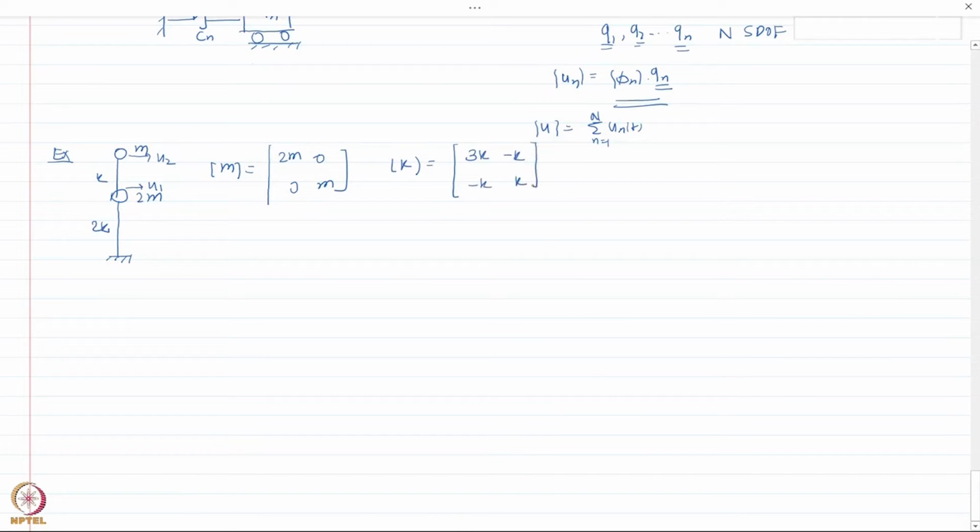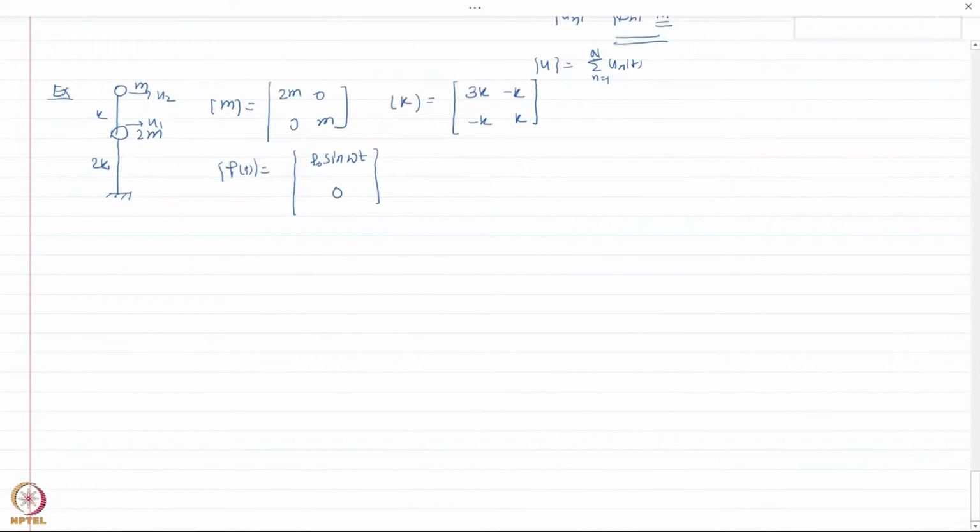On this one the external force being applied is p naught sine omega t at degree of freedom 1, and there is no force at degree of freedom 2. So this is my excitation vector. Now what I need to find out is the steady state displacement response for each degree of freedom.